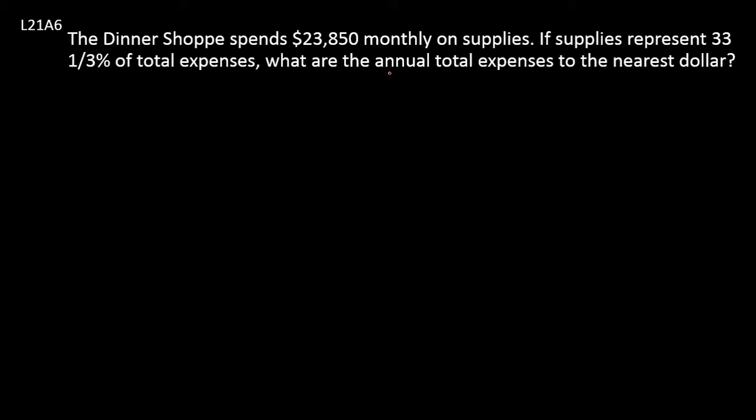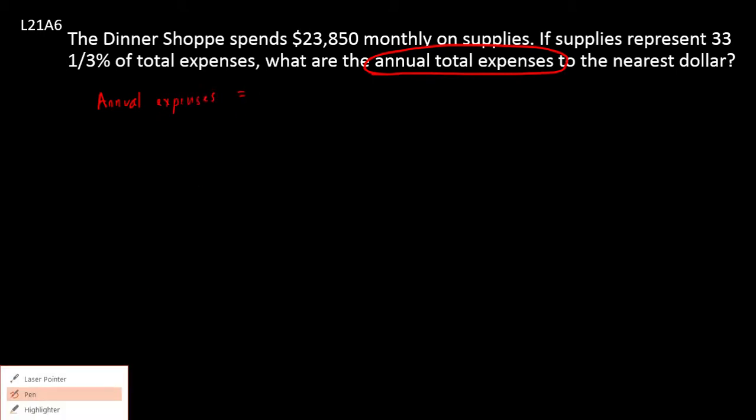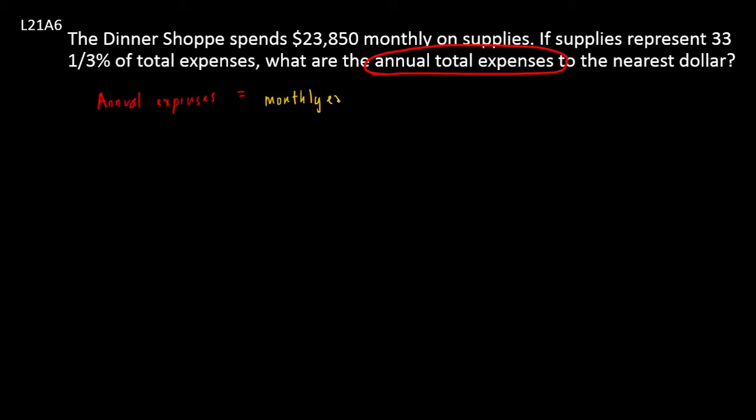So let's mark that first. We want to find the annual total expenses. Well, if we want to find our annual expenses, all we need to do is take our monthly expenses and multiply by 12 because there are 12 months in a year. So we'll take our monthly total expenses and we'll multiply by 12 for 12 months.